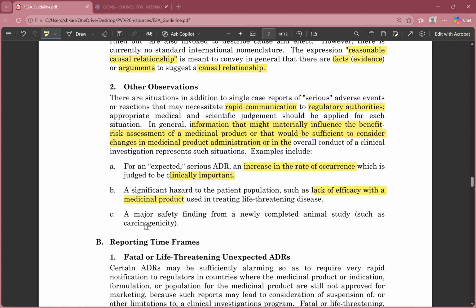Then we have a major safety finding from a newly completed animal study, such as carcinogenicity. So this is a new safety finding from any animal studies. It can show any kind of major risk associated with it, just as here it is mentioned, such as carcinogenicity, right? So this has to be reported rapidly. It is subject to the expedited reporting here.